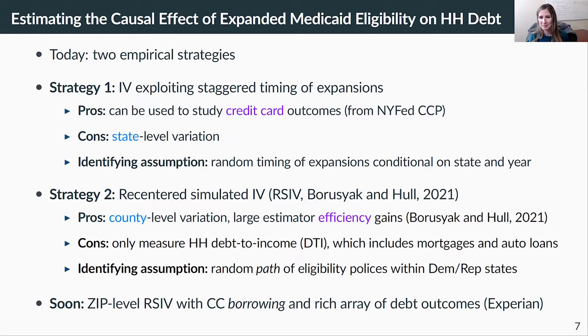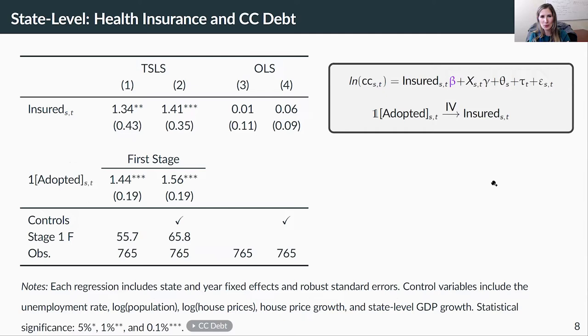All right. So here I'm showing a table that describes the results from the state level analysis. In the first two columns, I have estimates from the two-stage least squares estimation that exploits the staggered timing. So the specification in this box on the right is the one that I'm estimating. On the left-hand side, I have the log of per capita credit card borrowing in state S at time T. And I'm interested in estimating the causal effect of the fraction of the population that has health insurance on that credit card borrowing. And I'm going to instrument for the fraction that has insurance with an indicator for whether or not the state has adopted the Medicaid expansion.